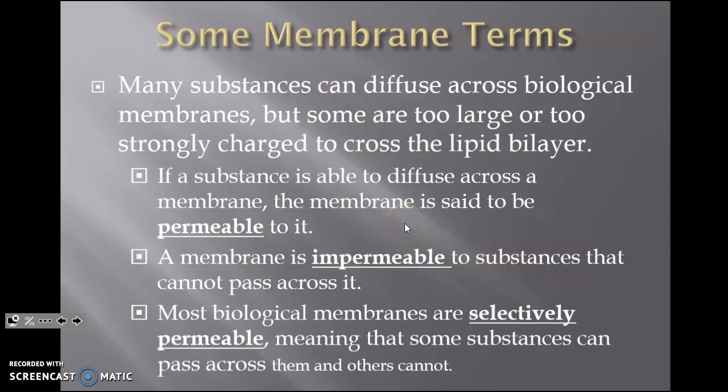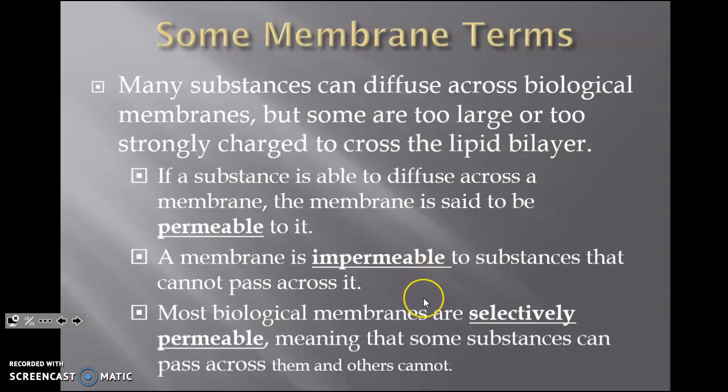Many substances can diffuse across biological membranes, but some are too large and too strongly charged to get through. So if a substance can diffuse across a membrane, that's considered to be permeable. So that membrane is permeable to that substance if it's able to get through. If it's not able to get through, that's called impermeable. And like I said a minute ago, it can be because of its size, or because of its charge, or because its markings are not correct for that cell. So that would be considered impermeable if it's not able to get into the cell.